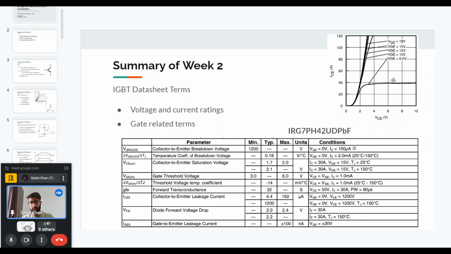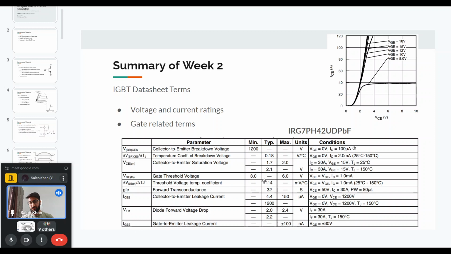So again, then we'll have the threshold voltage, and it can have minimum and maximum values. So around 3 volts or 6 volts, if the gate voltage rises beyond this value, then the device will go into conduction. And then we have other leakage currents and the diode forward voltage drop as well.